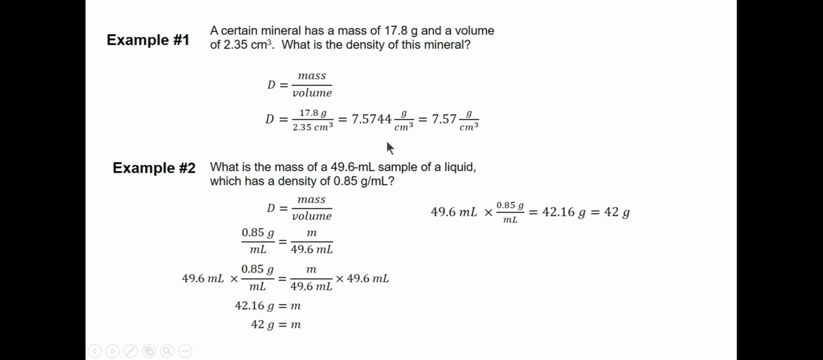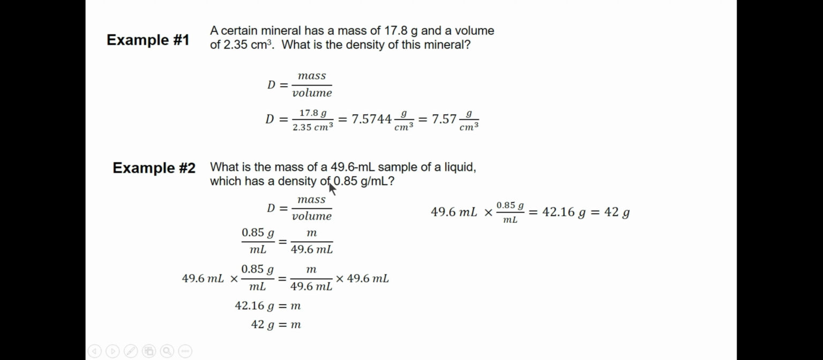I put the numbers in, I divide them, notice that my final units will be grams per cubic centimeter. Sometimes they're also grams per milliliter. And then I want to round it to my proper significance. Since these both have 3 sig figs, I would round it to 3 sig figs. What is the mass of a 49.6 milliliter sample of a liquid which has a density of 0.85 grams per milliliter? Note that I have a couple of different strategies here.